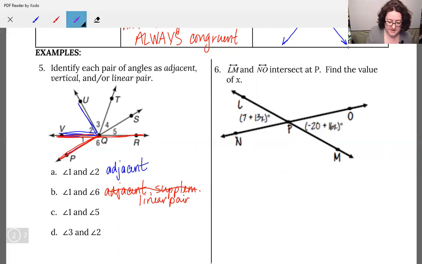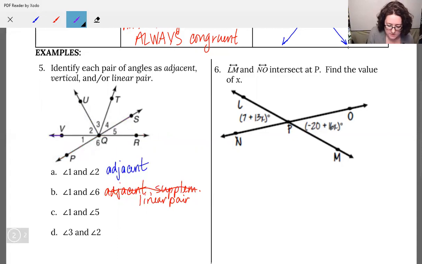Okay, let's look at our next one. Angle 1 and angle 5. Well, my diagram is getting kind of messy. I think I can get one more in before I erase it. Angle 1 is this one. Angle 5. Actually, no, I'm going to go ahead and erase my diagram. Let's start fresh on this.